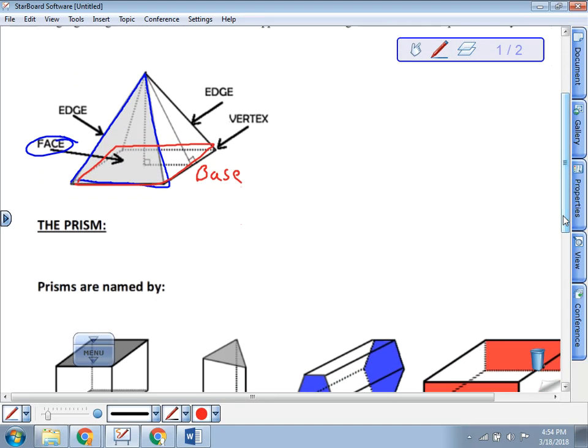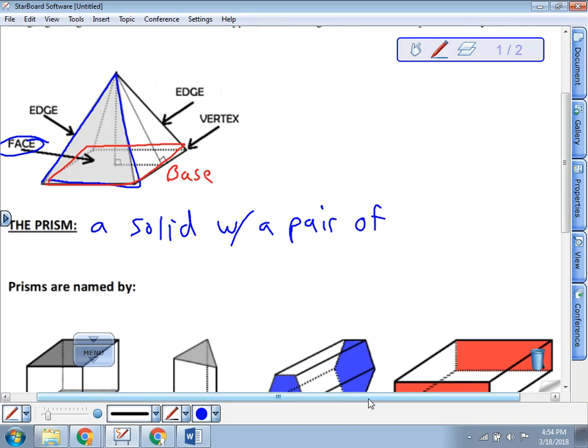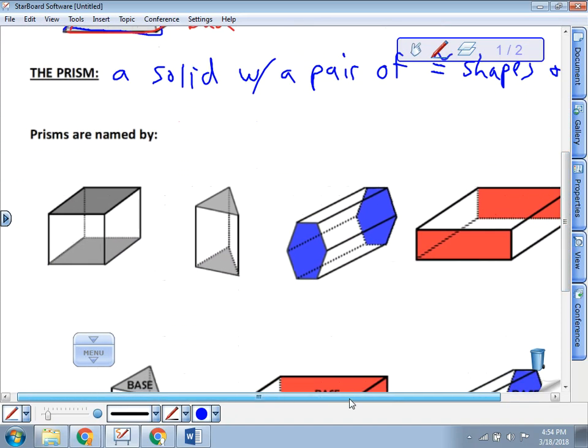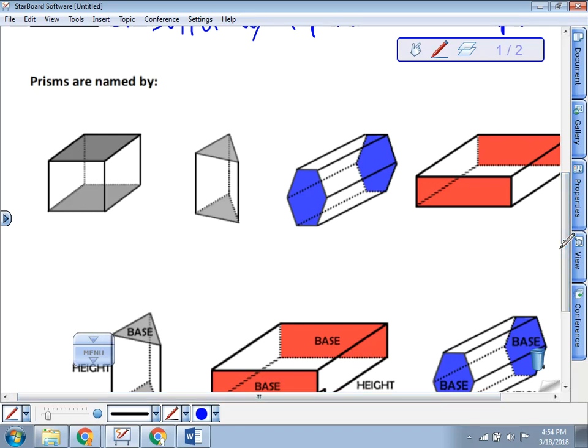So what is a prism? A prism is a solid with a pair of congruent shapes, and those shapes are parallel. Here are some examples. Prisms are named by the shape of the base.